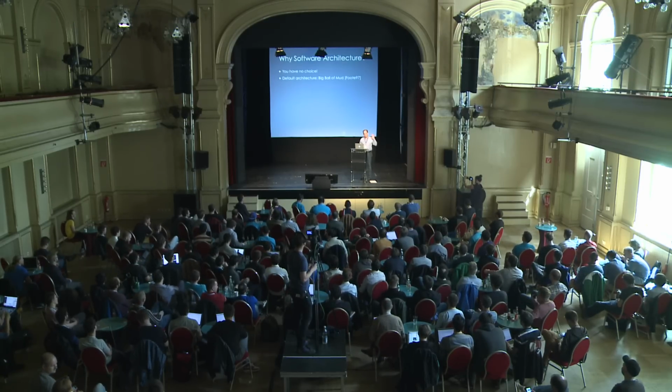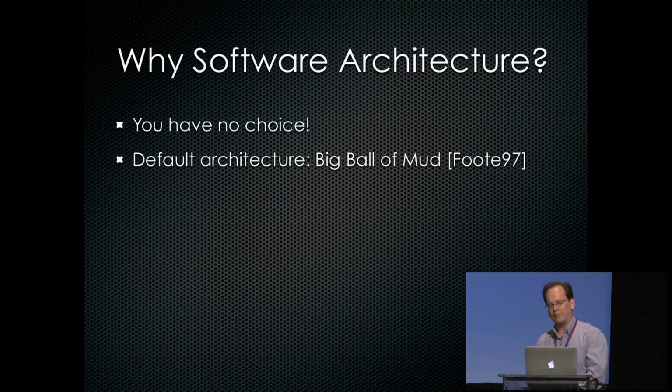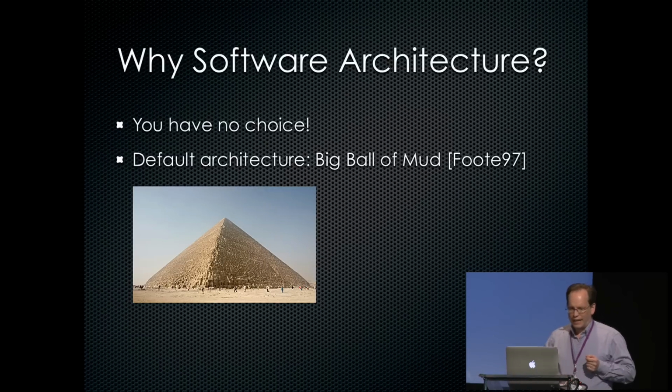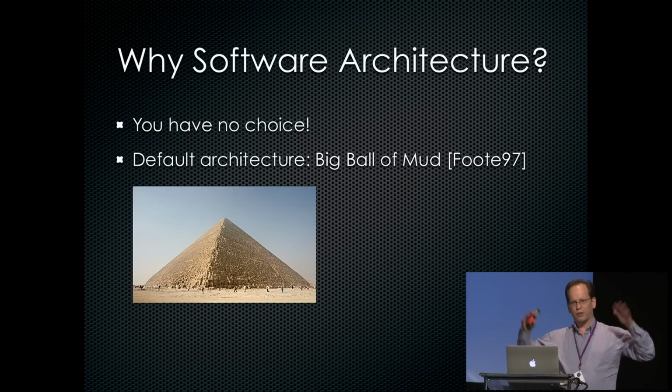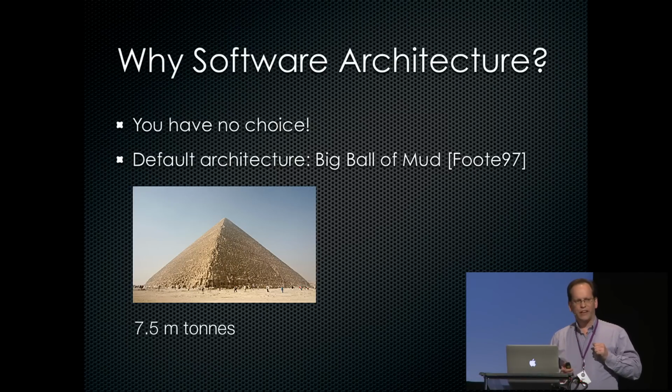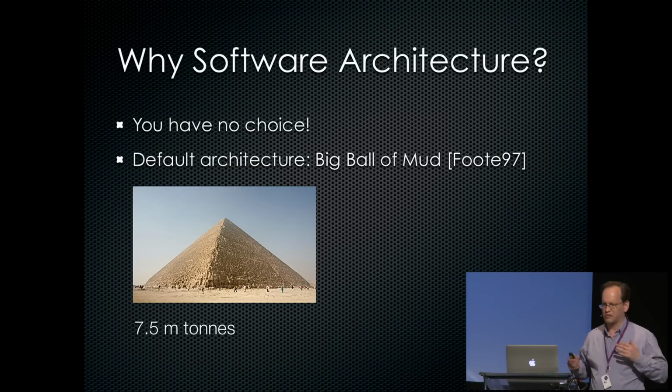To get to what those issues might be, let's look at real architecture, right? Here we have the big pyramid in Gizeh. And this is, well, it's not a big ball of mud. It's a big hunk of stones, right? And we just pile them on top of each other, like we usually do with software. It's about 150 meters high. And they used 7.5 million tons of stone to build this, right? That's a lot of stones.